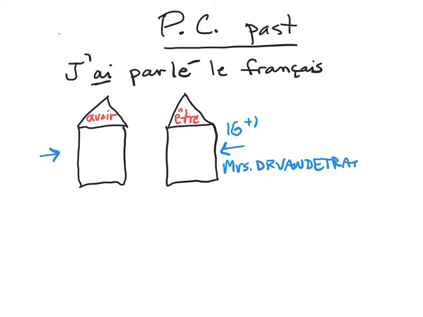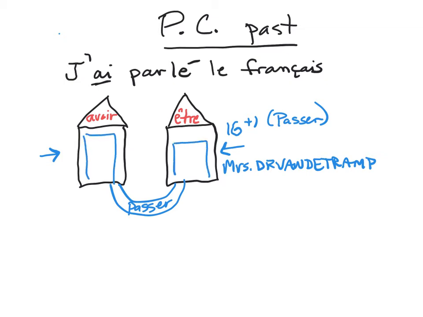So these are the 16. And then there's one little extra one that kind of goes in between both, and that is passé, and it kind of bounces between the two of them based on the meaning. But it rarely comes up, but there's some other verbs that do that.